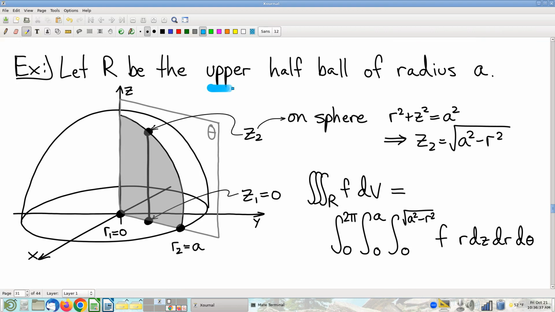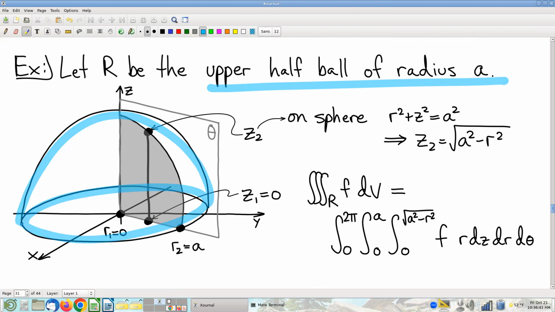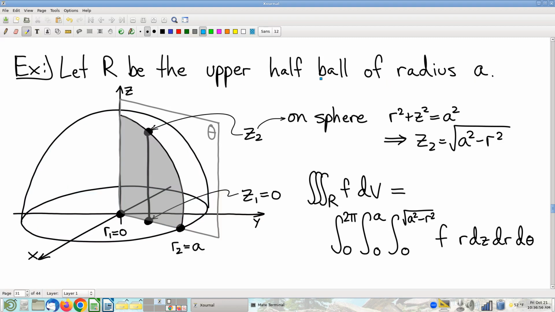We're looking at the upper half ball of a given radius. So we have a ball centered at the origin. We're going to chop it in half, let the bottom drop off, just looking at the top half of this ball. This is a solid ball. And for no particular reason, I'm going to use this order for my differentials.